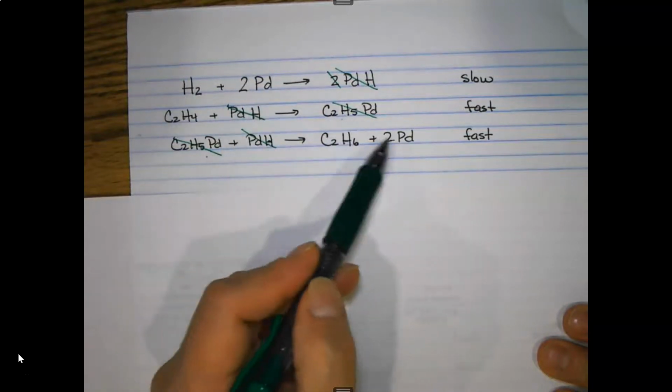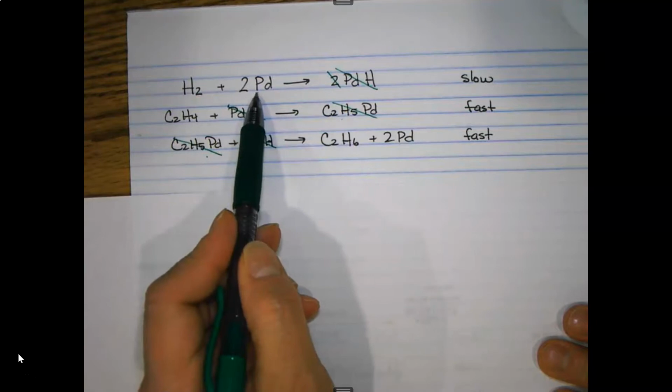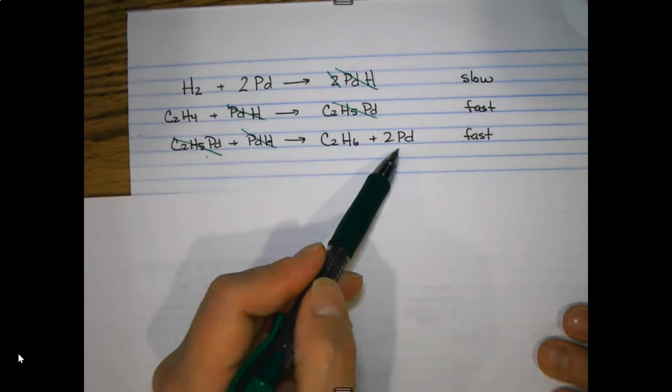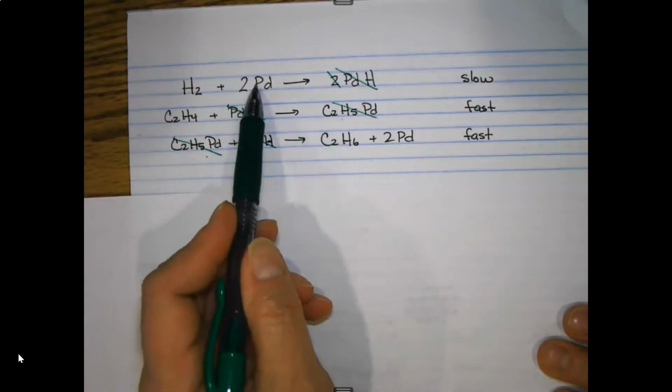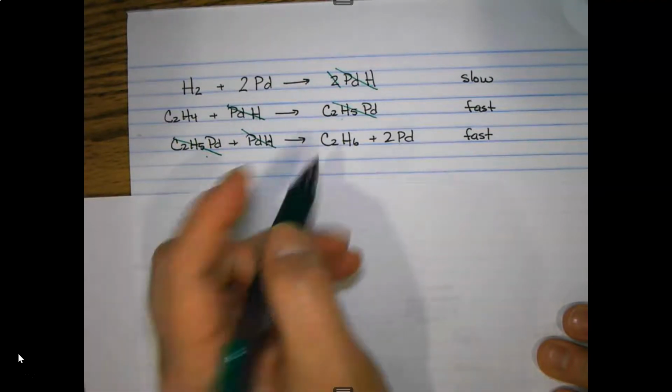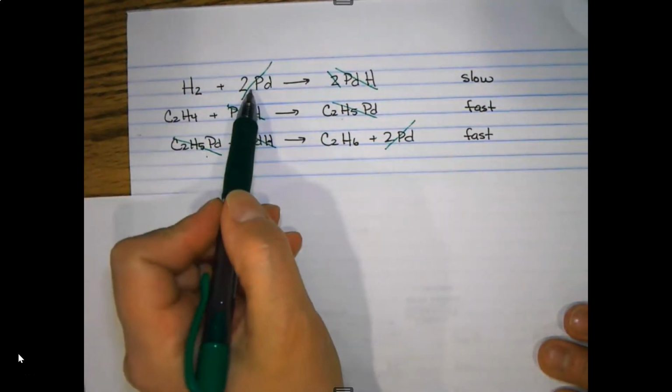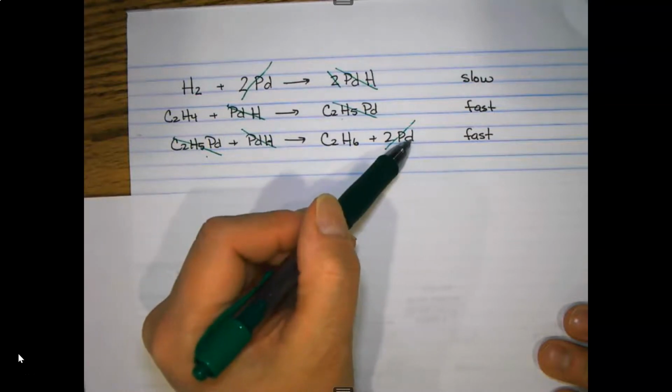But palladium, 2 palladiums go in, but in the end, 2 palladiums come out. So what is this really an example of? This is an example of a catalyst. We can cross catalysts out, but because they started as a reactant and ended as a product, they are really a catalyst.